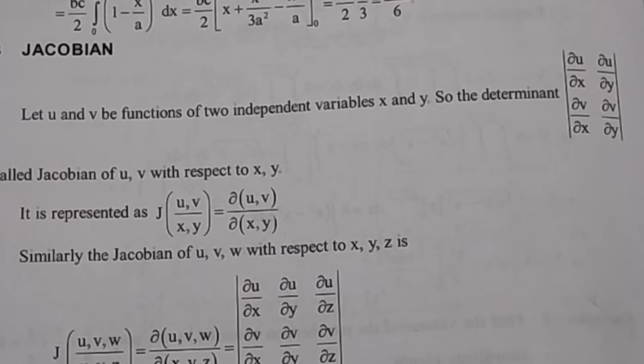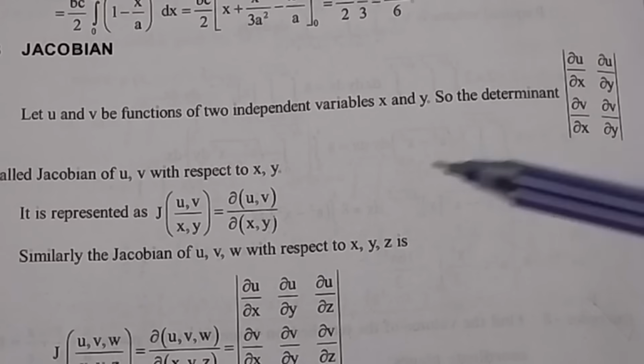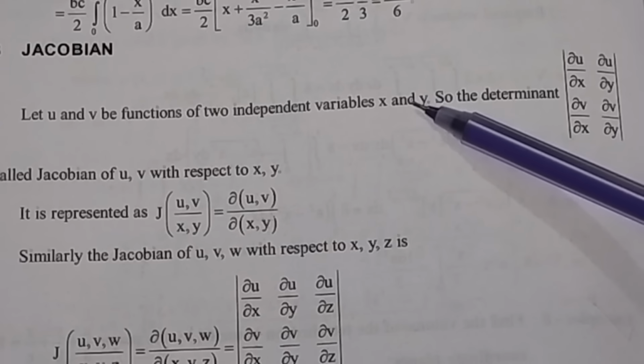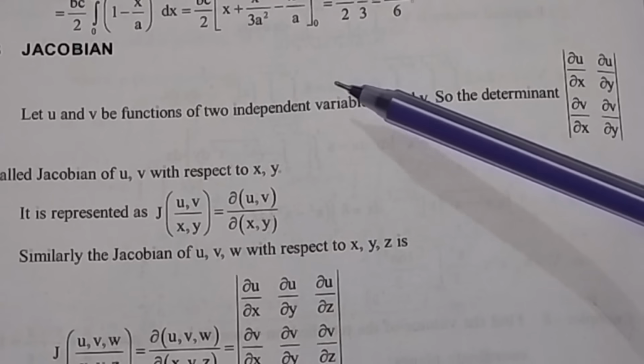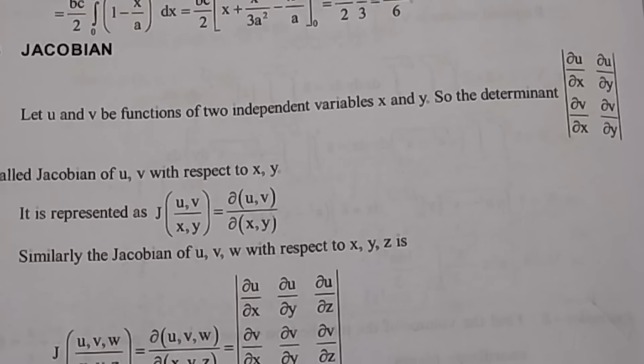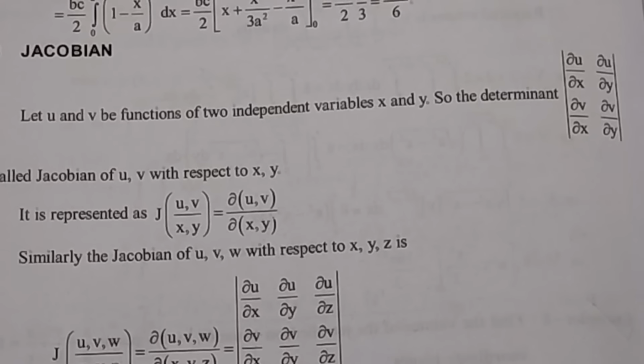What is Jacobian in multiple integrals? Jacobian is useful when we change variables in multiple integrals. Suppose in multiple integrals we change the variable. If the variable is u and v and we change it to x and y, when you change the variable in multiple integral, that is surface integral or volume integral, in this case we use the Jacobian matrix.